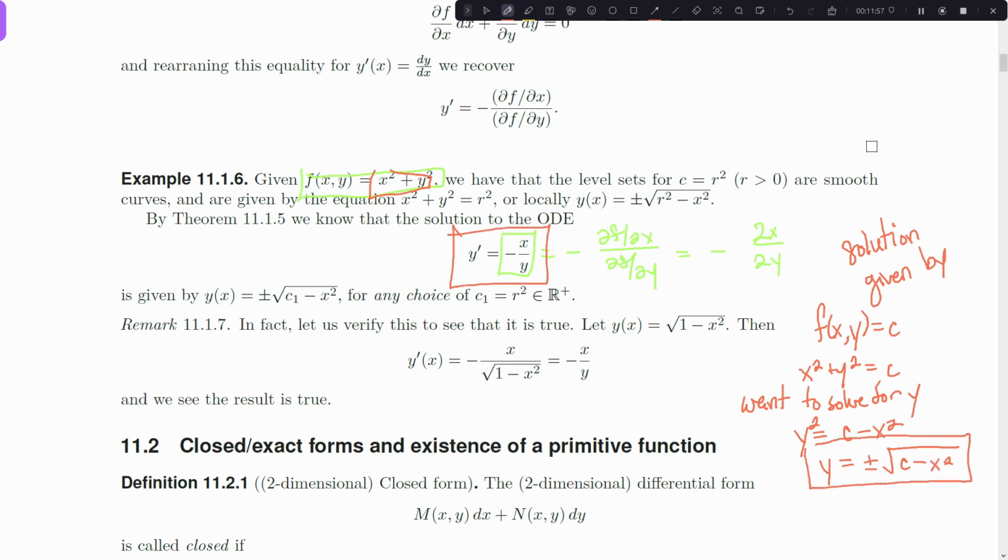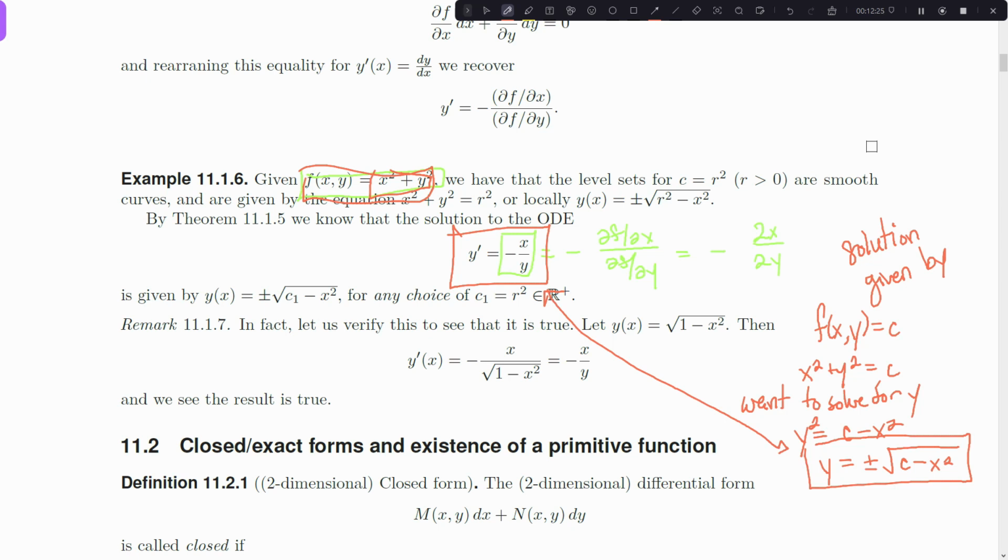It turns out the solution to that differential equation is plus or minus root c minus x squared. And that's really kind of the whole point of this section. But so far what we've been doing in section 11.1 is moving in the forwards direction. We're saying, hey, if we're given a function and we construct a differential equation, then the solution to that differential equation must be given by the function equal to a constant.